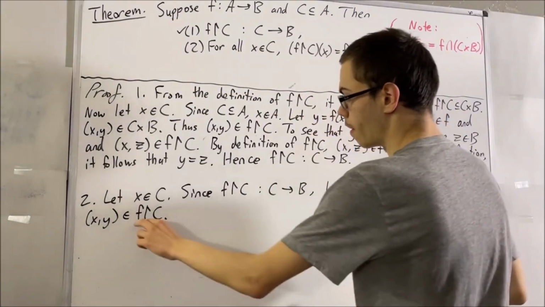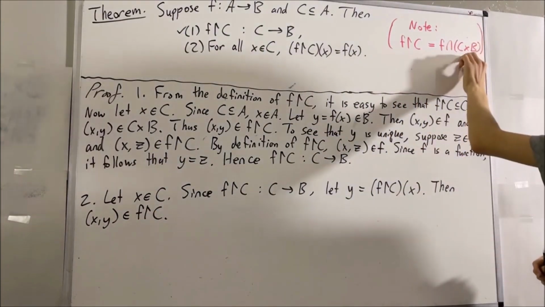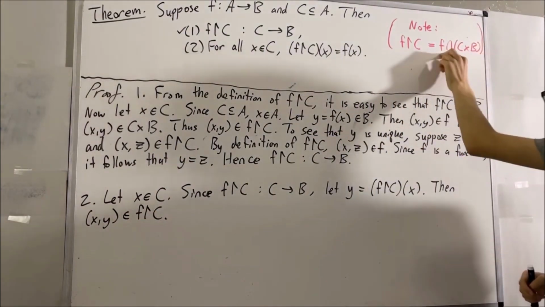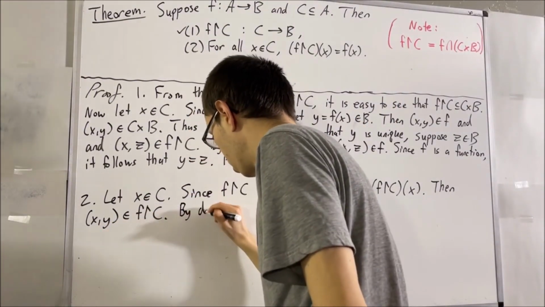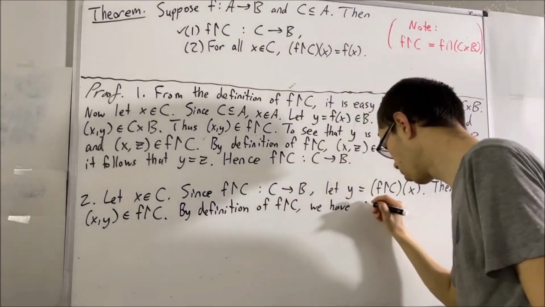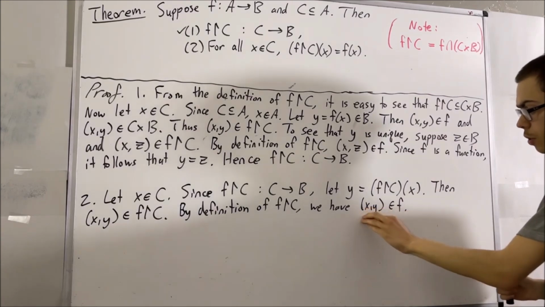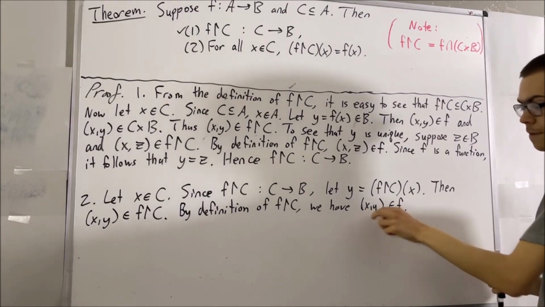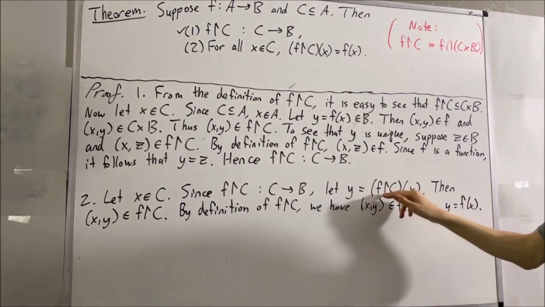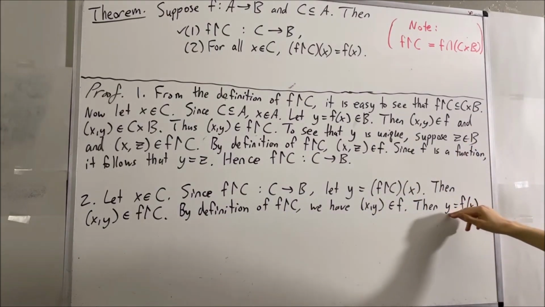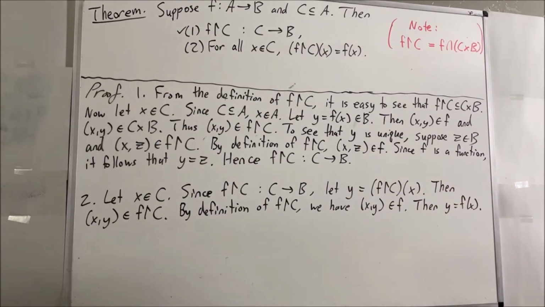But remember, if you're an element of f restricted to C, then you're an element of f, and you're an element of C times B. In particular, you're an element of f. So it follows that x comma y is an element of f. But remember, f is a function. So another way of writing this is to say y equals f of x. So we have that y is equal to f restricted to C of x, and y also equals f of x. Therefore, f restricted to C of x is equal to f of x.